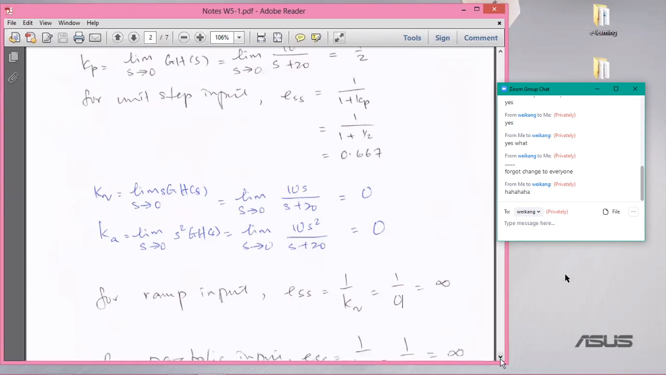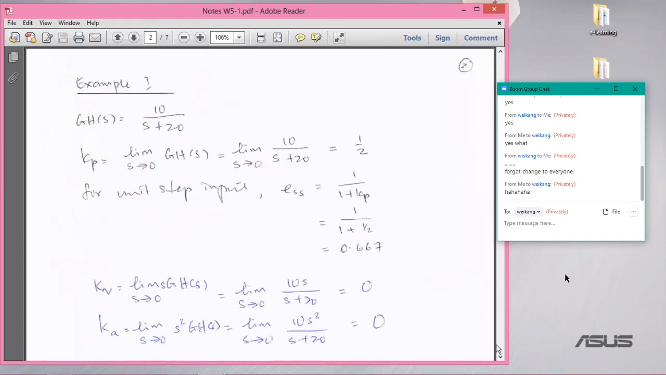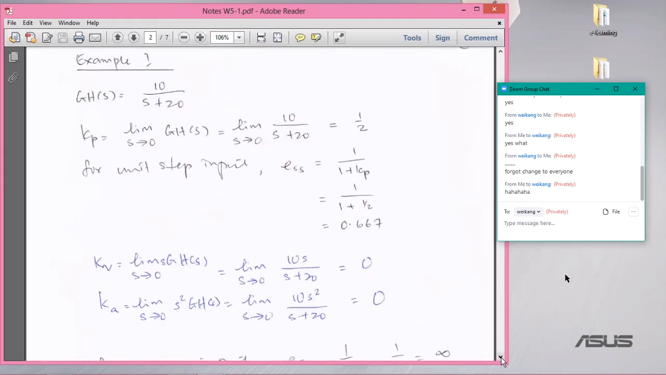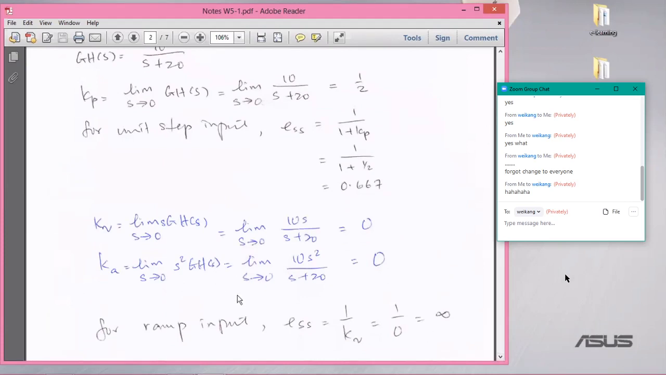Now the steady state error is 1 over Kv, 1 over Ka, so 1 over 0 is infinite, 1 over 0 is also infinite. So this is the steady state error for ramp input, and this is the steady state error for parabolic input. So this system can only track the step input, with a steady state error. For other than step input, if the input is ramp input or parabolic input, the steady state error is going to be infinite.